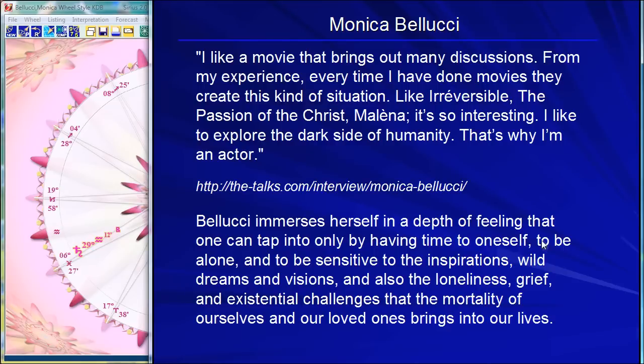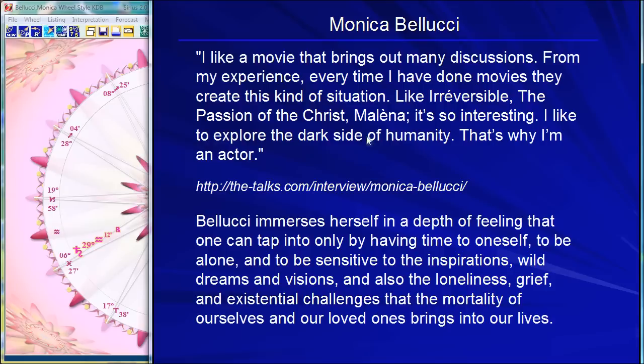So my point is that when you interpret the chart, you can really feel the soul of the person, the way that they experience life, and what they bring to the world. And here she talks about how she likes to play roles that go deep, that explore the dark side of humanity. That's why I'm an actor. She's an actor in order to explore those depths and the dark side.